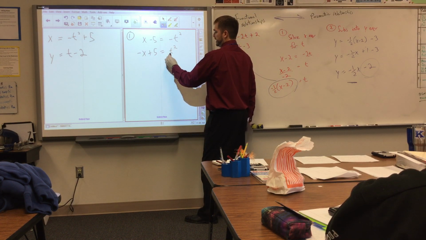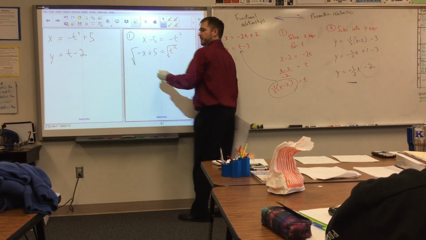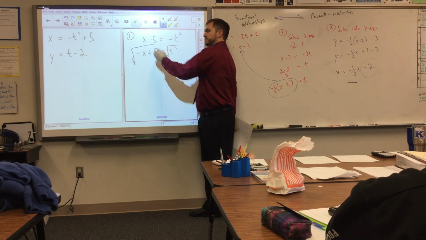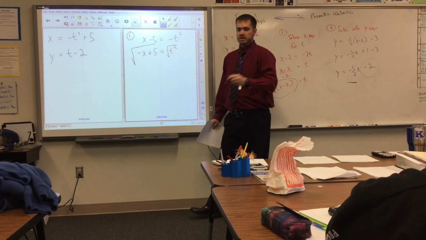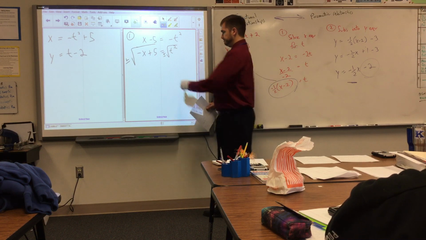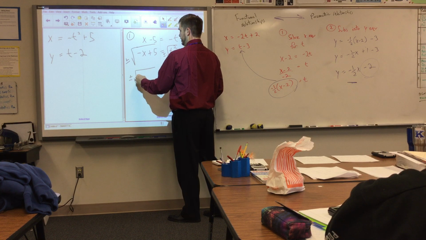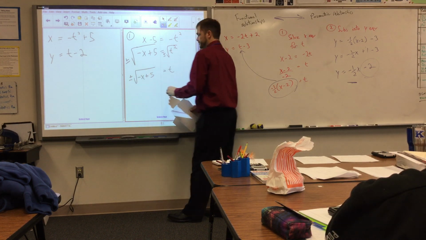Take the square root. Now something weird happens when you take the square root of both sides. Anybody remember what happens when you take square root of both sides? You got to do that plus or minus thing, right? So you get t equals plus or minus the square root of negative x plus 5.